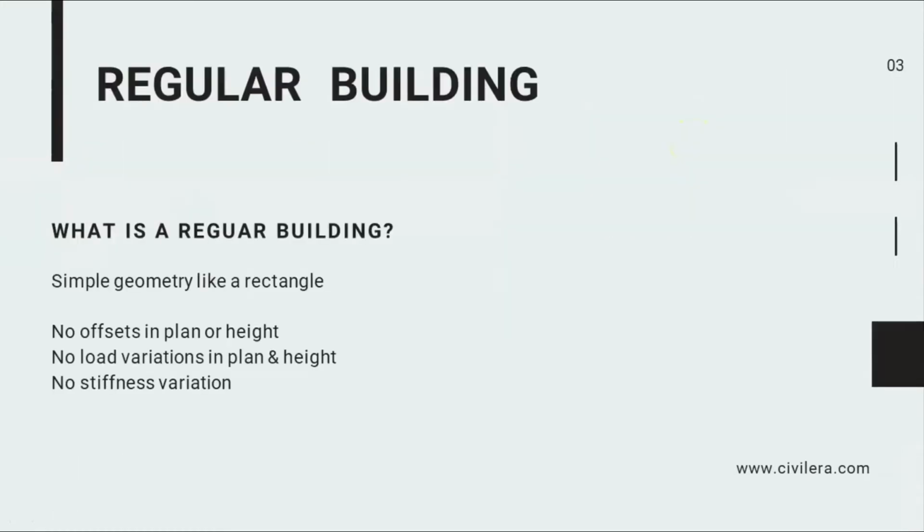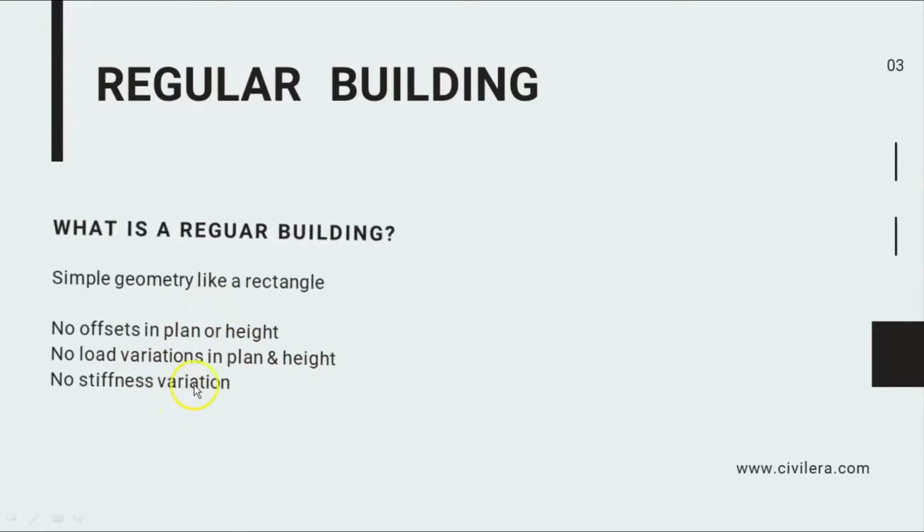Now what do you mean by regular building? A regular building has simple geometry like a rectangle. There will be no offsets in plan or height. There will be no load variation in plan and height. There is no stiffness variation as well. So basically a regular building means it is very regular in nature in terms of its shape, geometry, height, the load variations and the stiffness.